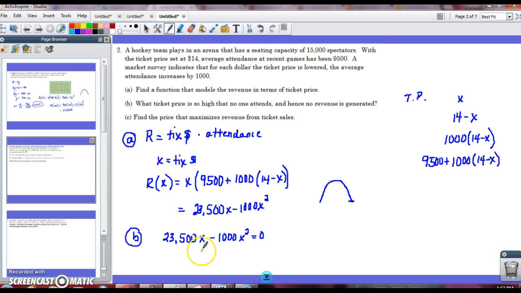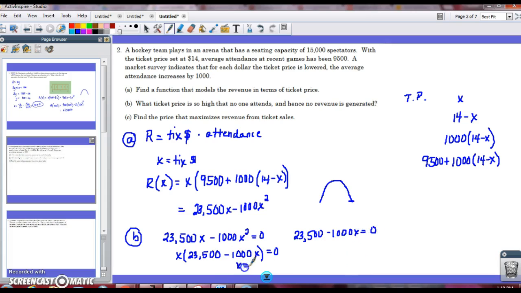Right? So we know that we can factor out an X. I'm trying to just find where I have more room. X times, we can actually take out 100, so we have 2350. Well, I'm just going to leave it like this for now, just because I'm trying to do this so I don't run out of time. So X equals 0, and then 23,500 minus 1,000 X is equal to 0.